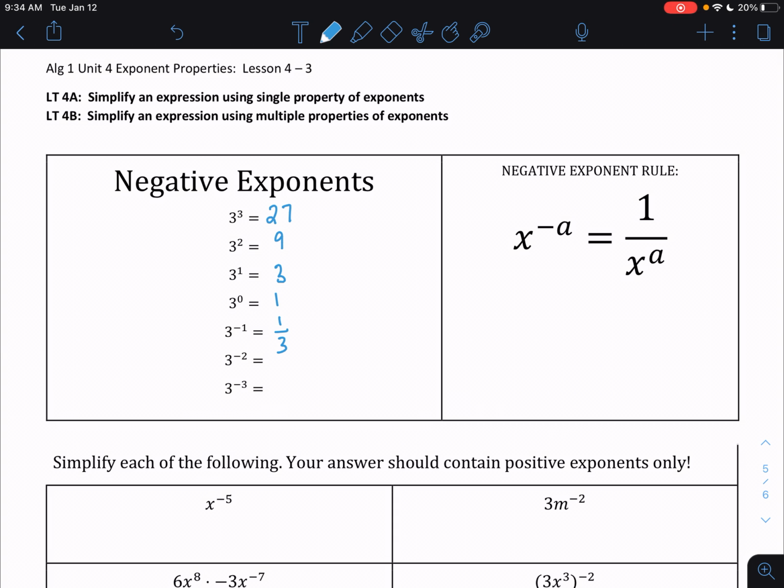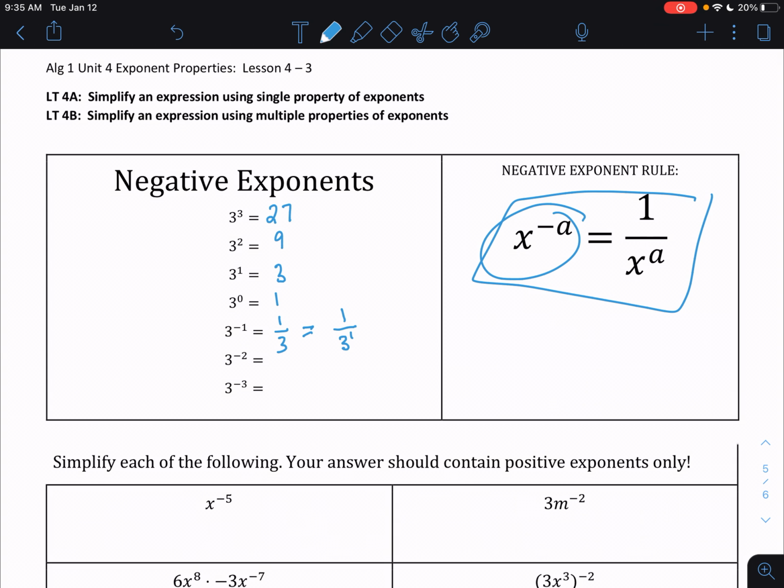But how do we get that? We get that with our rule over here. When you have x to a negative exponent, you basically put this in the bottom of a fraction. So we got this by doing 1/3 to the first, because we just put this in the bottom. So if we had 3 to the negative 2, that would be 1/3 squared, which is 1/9. 3 to the negative third would be 1/3 to the third, which is 1/27. And that's our negative exponent rule.